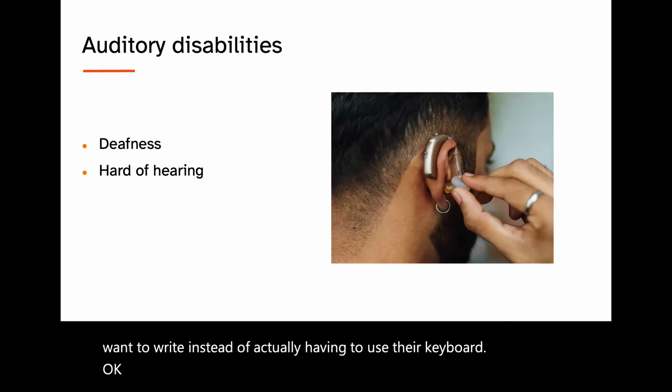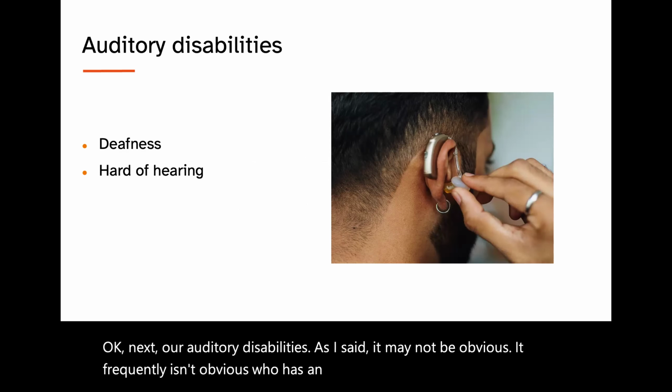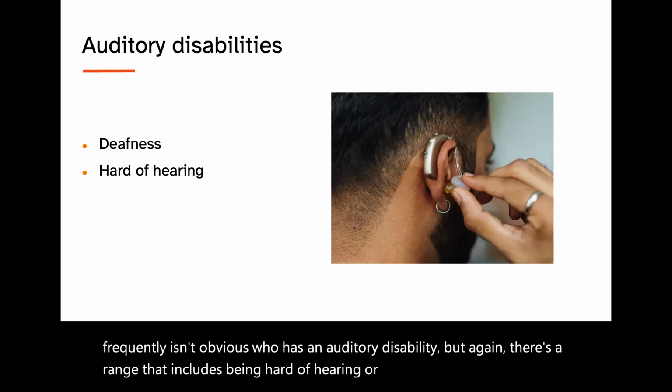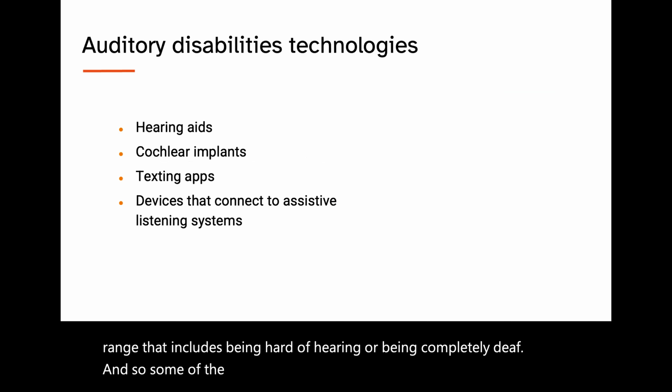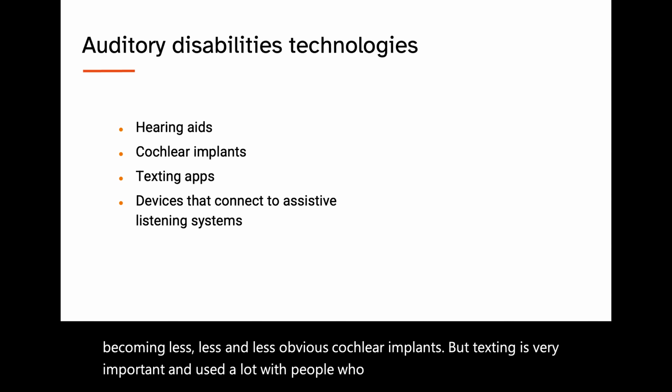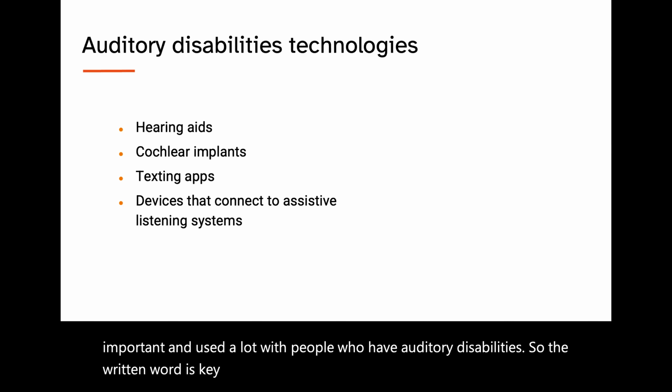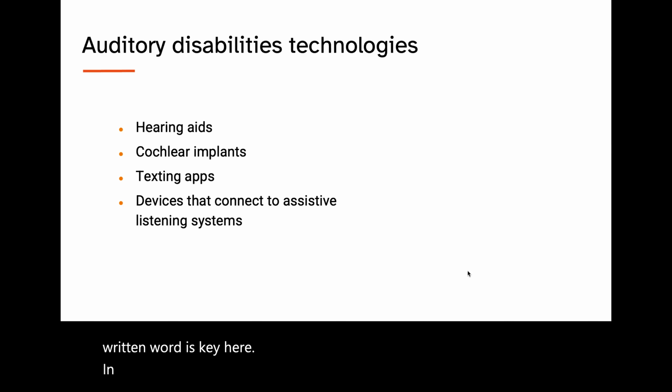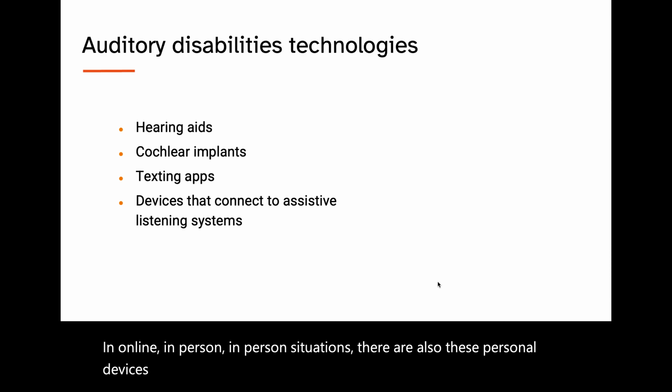Okay, next are auditory disabilities. As I said, it may not be obvious. It frequently isn't obvious who has an auditory disability, but again, there's a range. It includes being hard of hearing or being completely deaf. And so some of the technologies that people use are hearing aids. They're becoming less and less obvious. Cochlear implants, but texting is very important and used a lot with people who have auditory disabilities. So the written word is key here. In online, in-person situations, there are also these personal devices that connect to assistive listening systems.